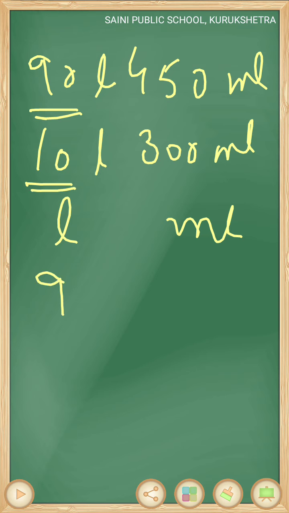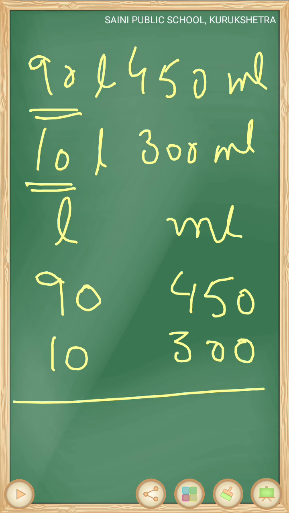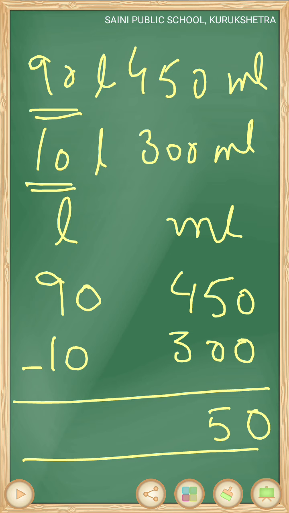So we will write the first number 90 liter. So here 90 and 450 milliliter. So here 450. Now the second number is 10 liter and 300 milliliter. Put a sign of minus here. Now start doing subtraction. 0 minus 0, 0. 5 minus 0, 5. 4 minus 3, 1. Okay, 150 milliliter. Now move to the liter place. 0 minus 0, 9 minus 1, 8. So 80 liter 150 milliliter.